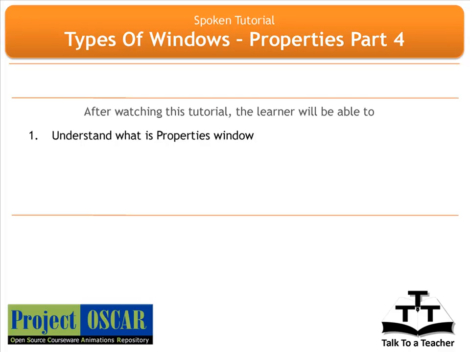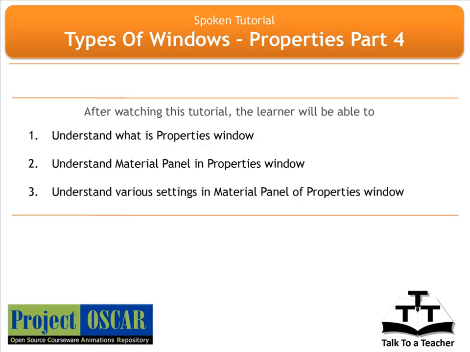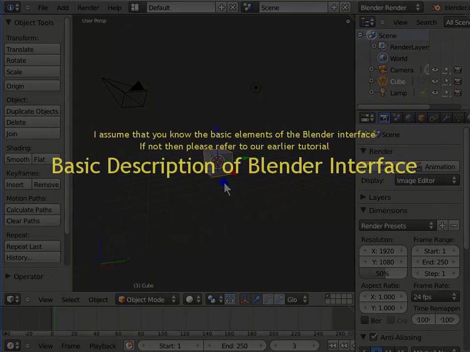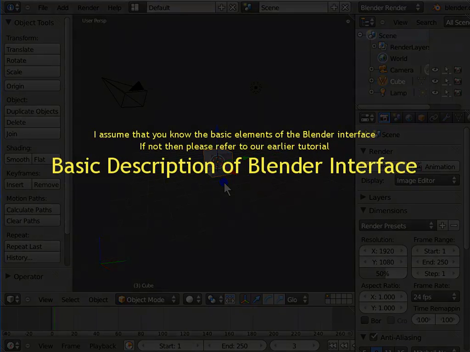After watching this tutorial, we shall learn what is the Properties window. What is the Material panel in the Properties window? What are the various settings in the Material panel of the Properties window? I assume that you know the basic elements of the Blender interface. If not, then please refer to our earlier tutorial, Basic Description of the Blender Interface.